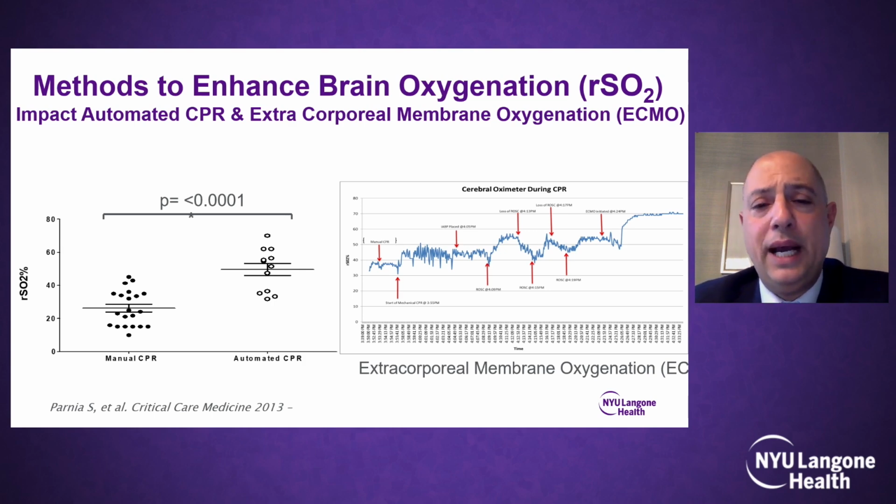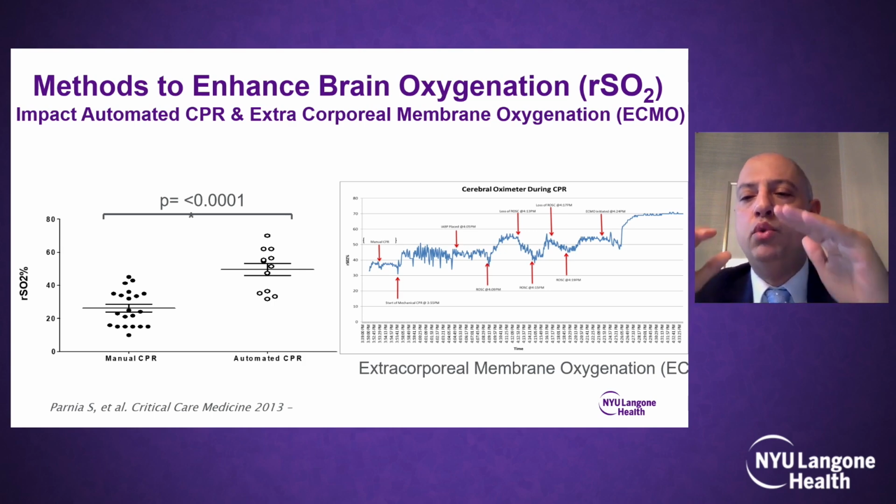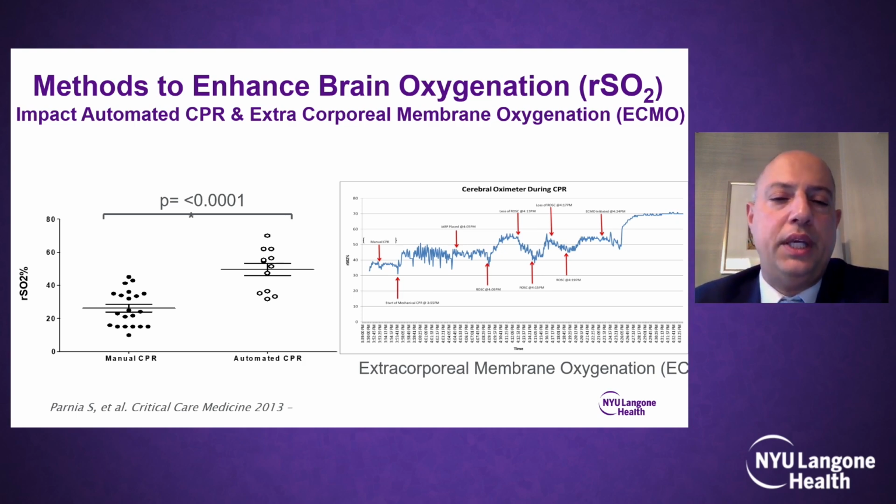I just want to point out here how this moves up, and you can measure it very accurately. With manual CPR, the overall average level of brain oxygen that we get is about 35%, and in people with mechanical CPR, it's about 55%.